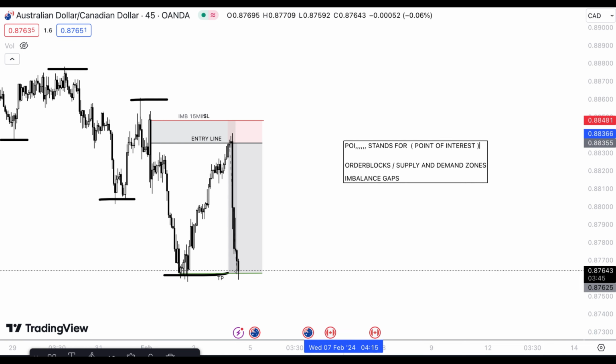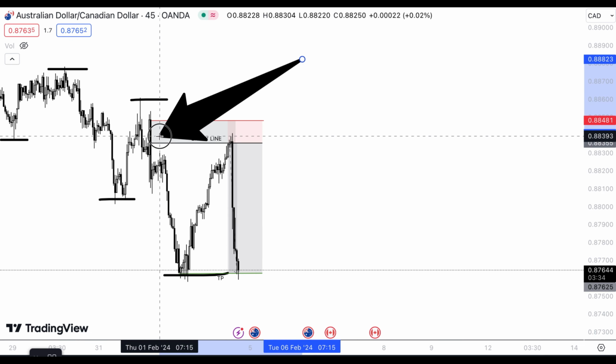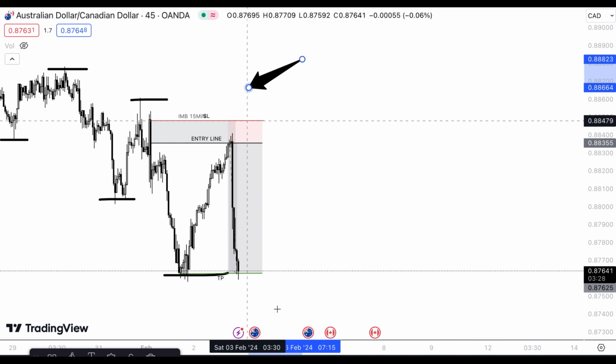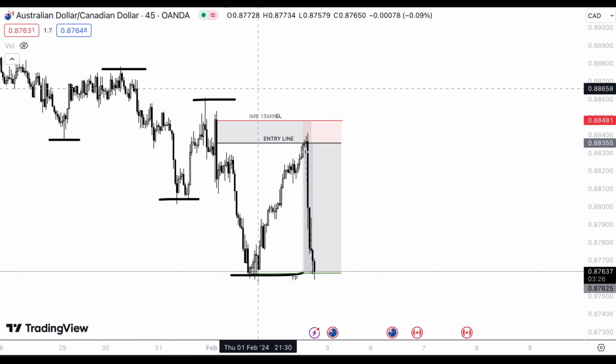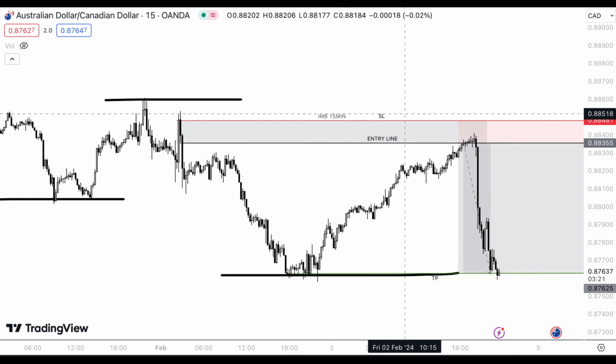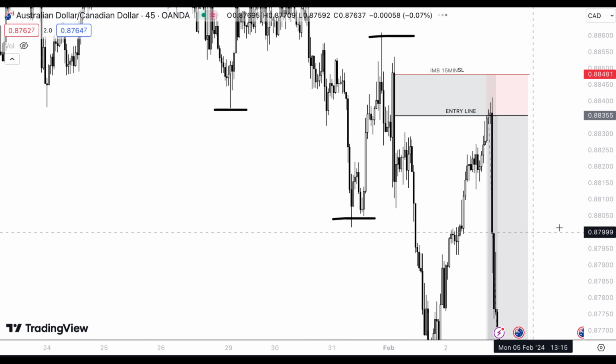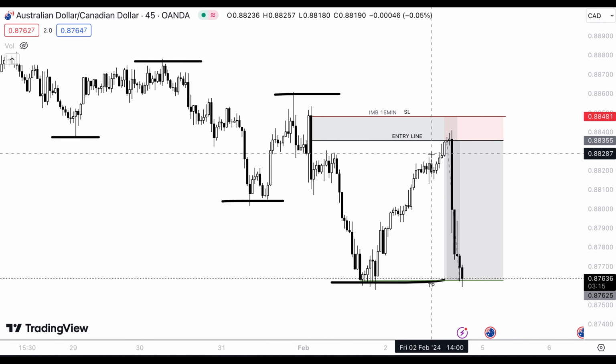If you've studied in the group, can you guess what this setup is that I took this morning? Why did it just delete my box? I'm going to have to draw it again. You can rewind the video and pause here. Is this setup an imbalance or an order block? Technically it's both, because on the 15-minute chart this is an imbalance, but on the 45-minute this is more of an order block.